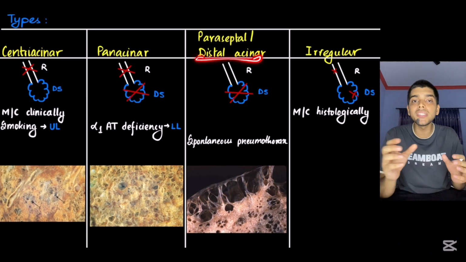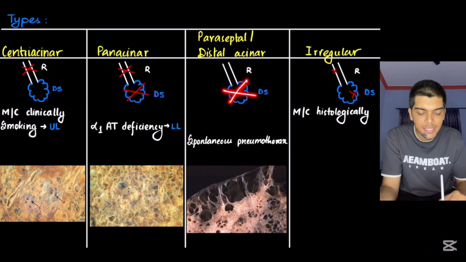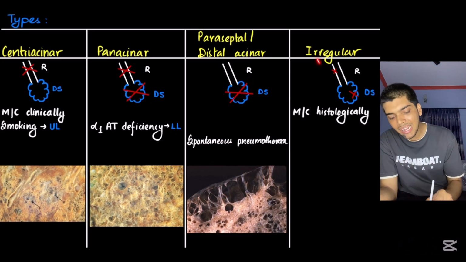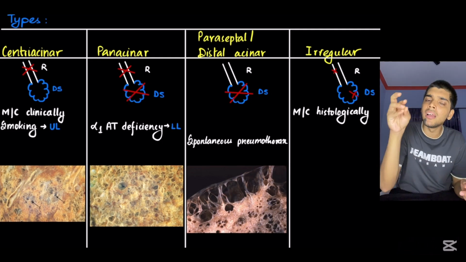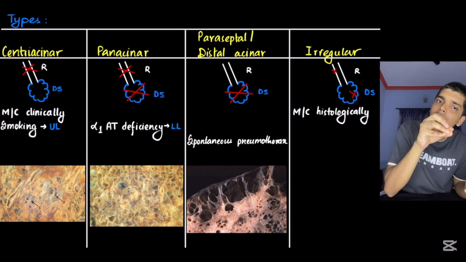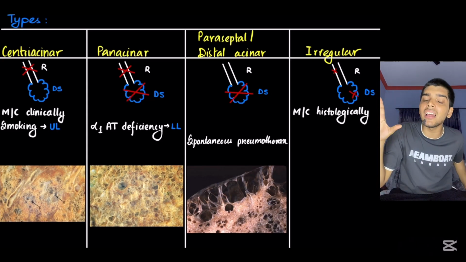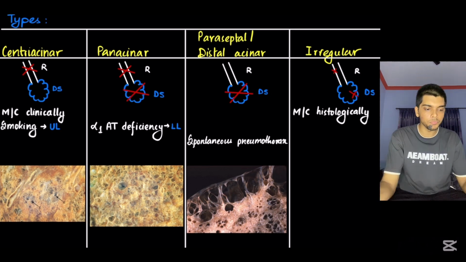Distal acinar. That means the distal part of the acinus is affected. That is, the alveolar duct and sac are affected. Respiratory bronchiole is spared. Irregular emphysema. That is, there is irregular involvement. Somewhere the respiratory bronchiole is involved, somewhere the alveolar duct and sac are involved.